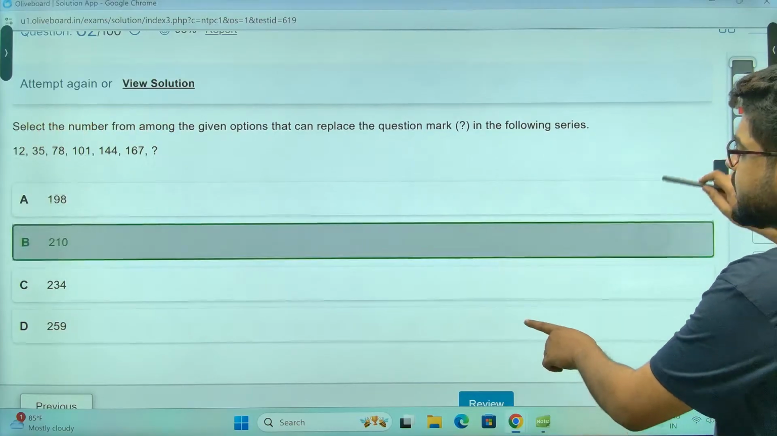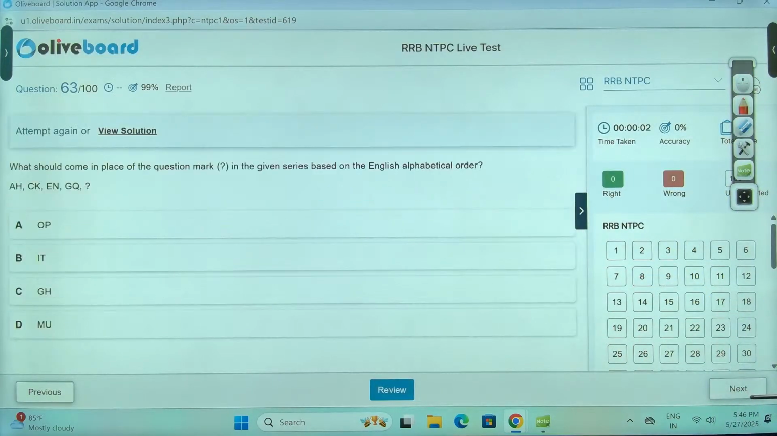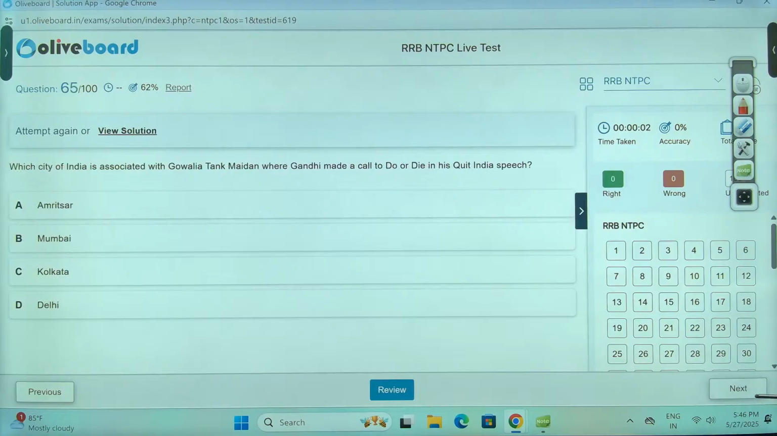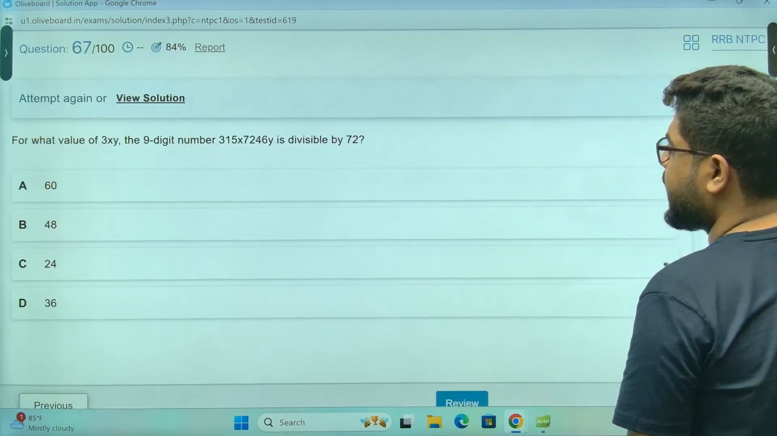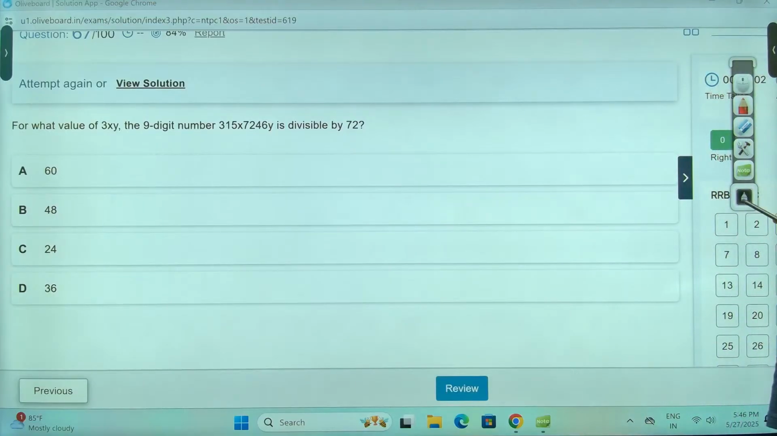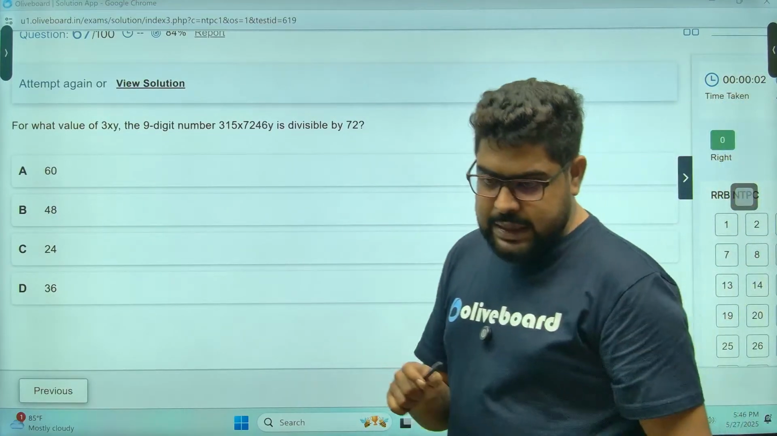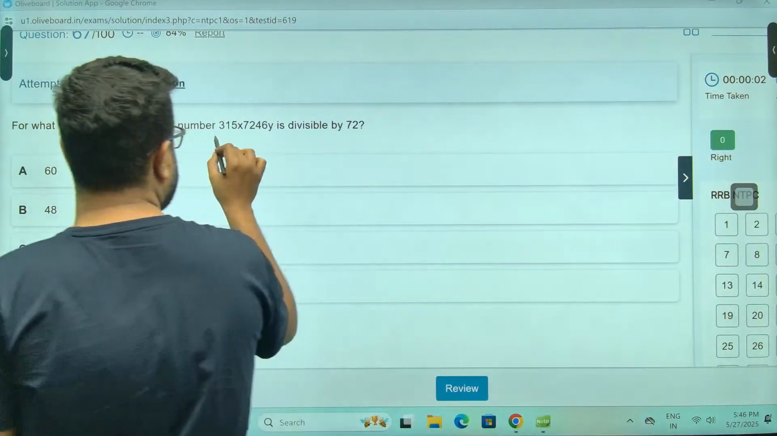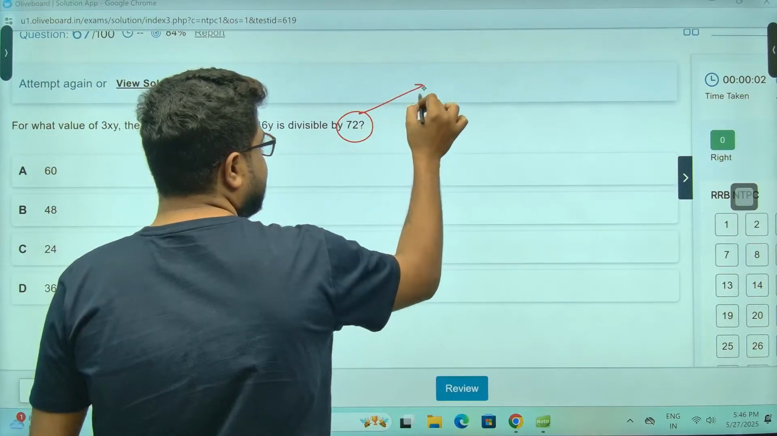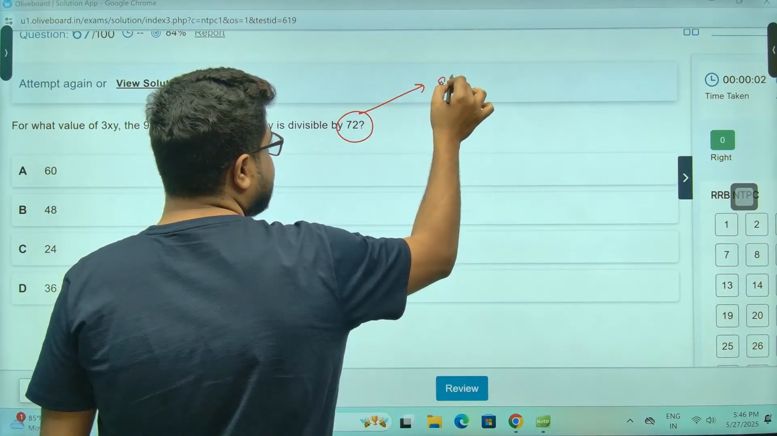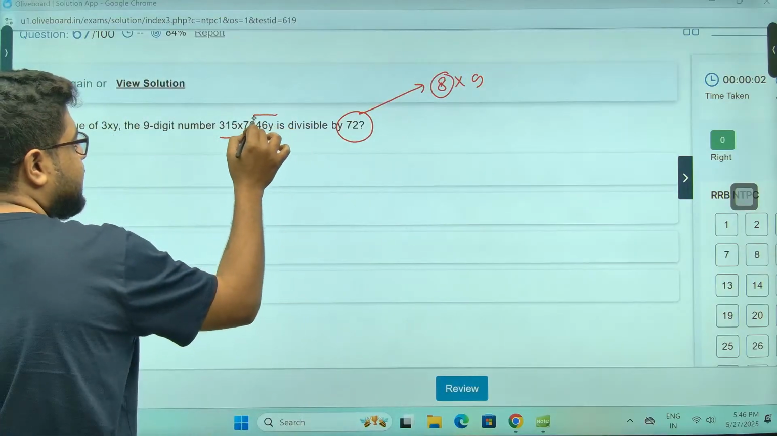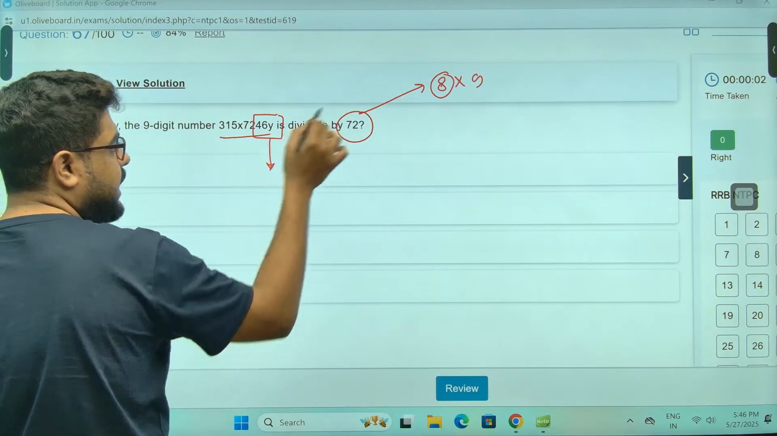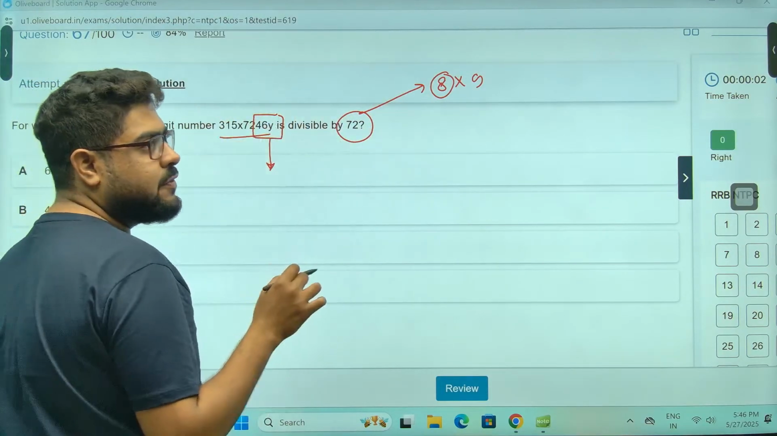Find the value of 3xy. The 9-digit number is divisible by 72. 72 is one of the most repeated things, 8 into 9. Always take 8 first. Why? Because it involves only y. For 9, I need to take the sum of everything.